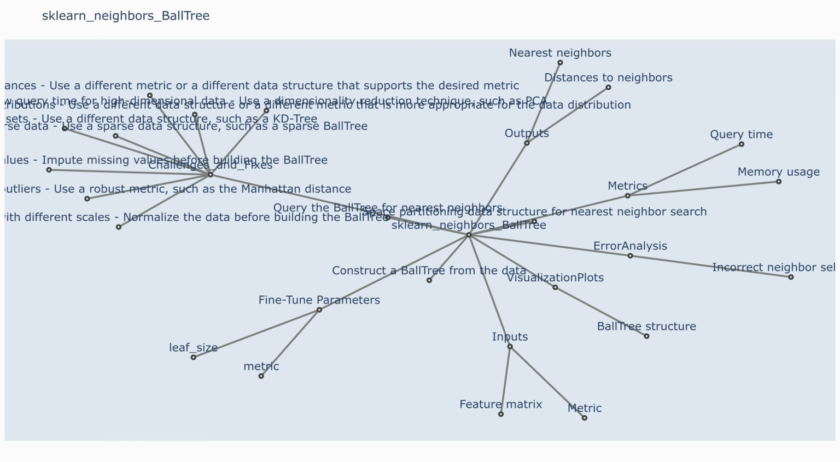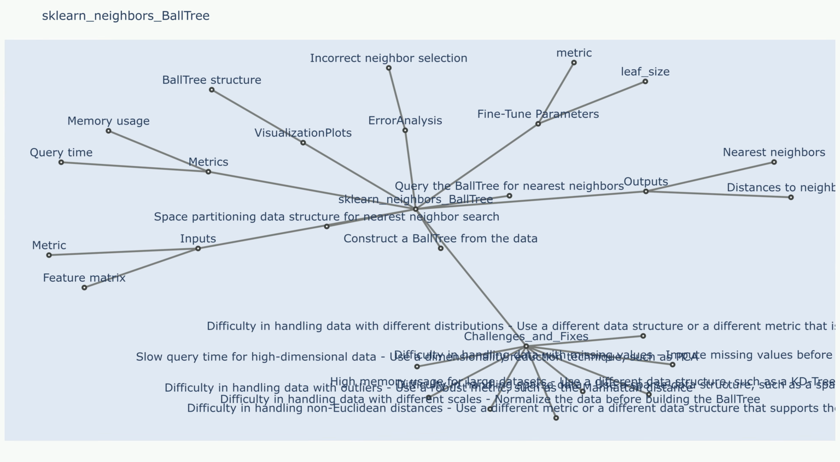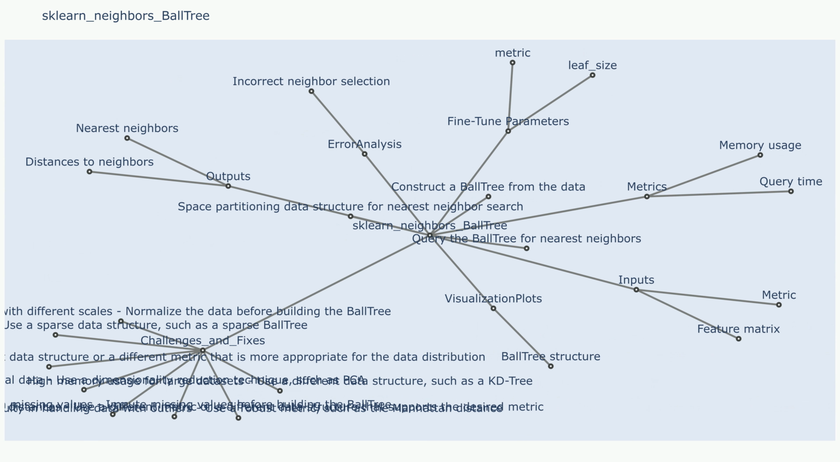sklearn.neighbors.BallTree. Description. The BallTree class in scikit-learn implements a ball tree data structure for efficient nearest neighbor search in multidimensional spaces. It partitions the data points into a hierarchical tree, where each node represents a region (ball) in the feature space. The tree is constructed recursively by dividing the data points into two subregions based on the distance to the center of the ball. This partitioning continues until the number of points in each region is below a certain threshold.